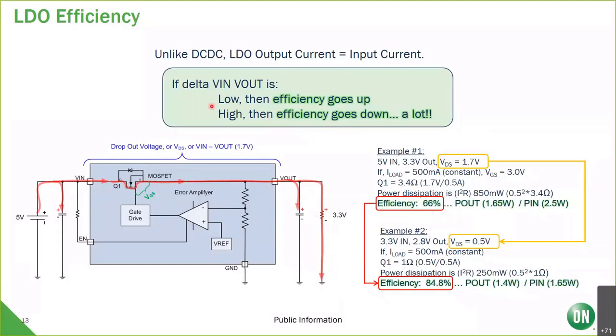One quick note, if the delta V in versus V out, which is also called the dropout or the VDS, is low, then the efficiency does go up, and if it's high, the efficiency goes down. So in that previous example, we had a VDS of 1.7 volts for a 66% efficiency. If you change that VDS to half a volt, let's say 3.3 volts in, 2.8 volts out, our efficiency goes up to approximately 84%.